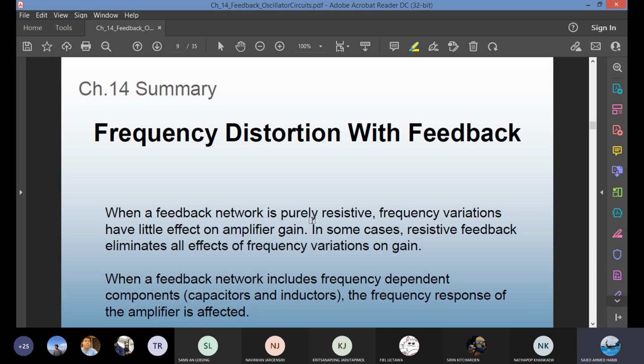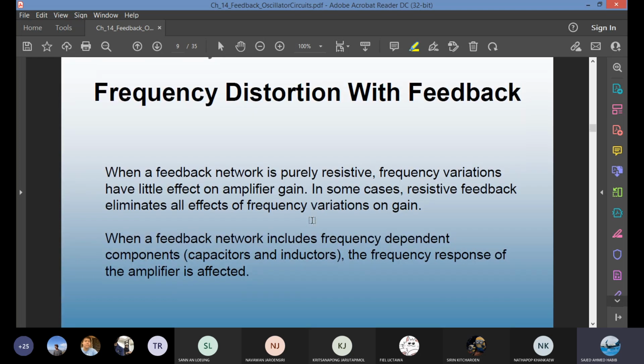So if you have resistive feedback, in many cases it can totally get rid of all frequency variation effect on the gain. However, when you switch to frequency dependent components, which I just mentioned, capacitor and inductor, if you include that type of component in your feedback network, the frequency response of the amplifier will also be affected by the presence of those elements.